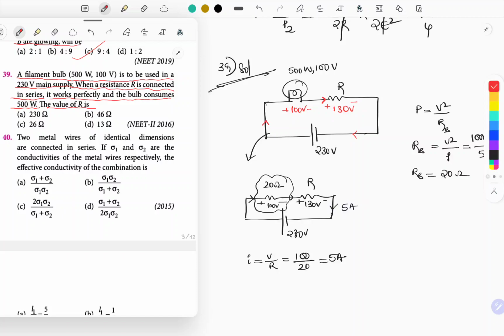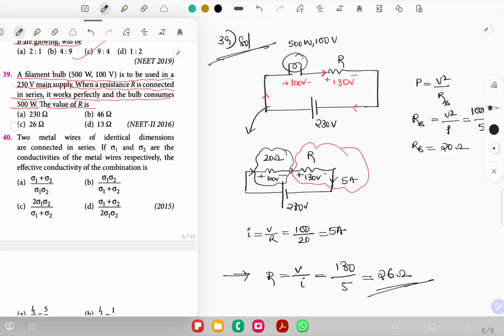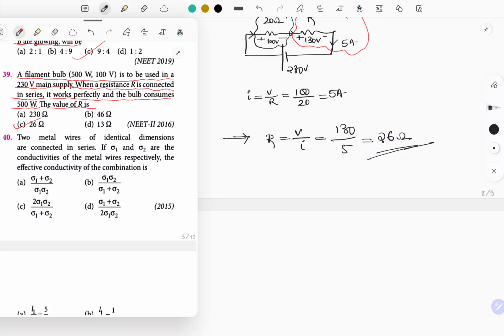Now just observe this unknown resistance. We know the value of voltage across that unknown resistor, that is equal to 130, and current flowing through it also. So let's find out the value of resistance. R is equal to V by I. Value of V is 130 volt divided by current flowing through it is 5. Then answer is going to be 26 ohms. Which option matches? Option C is the correct answer. That's the way you have to approach the question. Got it? Let's solve the next question.